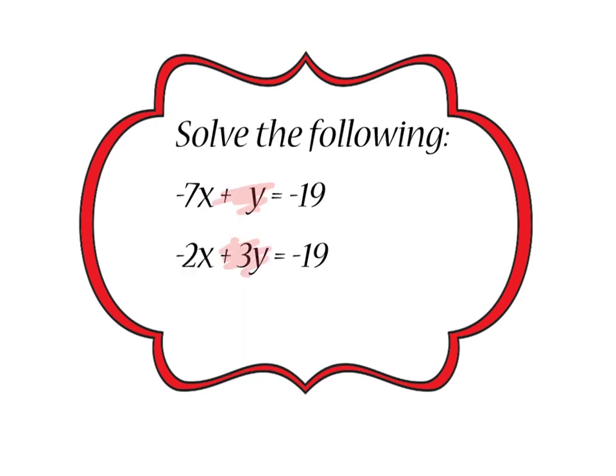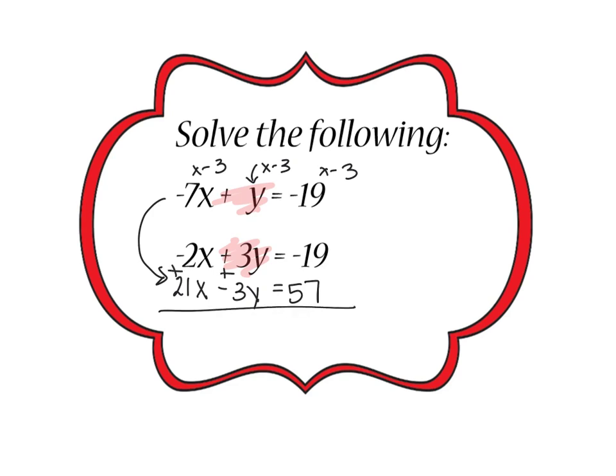For this example, I have a plus 1y and a positive 3y. So I want this to become a negative 3. And so I'm going to do that by multiplying the top equation by negative 3. That would get me 21x minus 3y equals 57. Now I can add these.